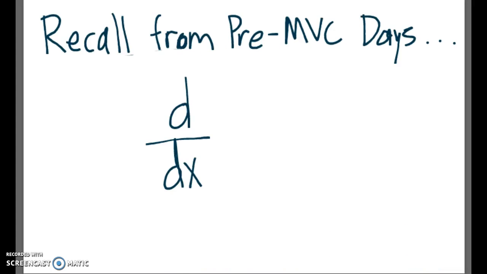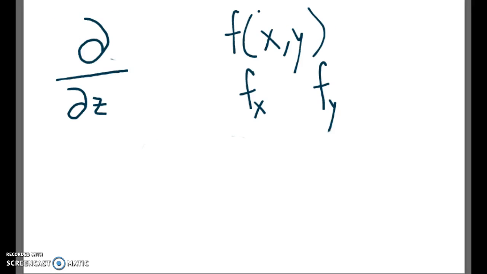Now recall from your pre-multivariable calc days, also known as the dark days, you could take the derivative of any function really with respect to x. It was kind of a hassle though to do it with other functions because you'd end up having to do implicit differentiation. But with partial derivatives, this is no longer a problem.